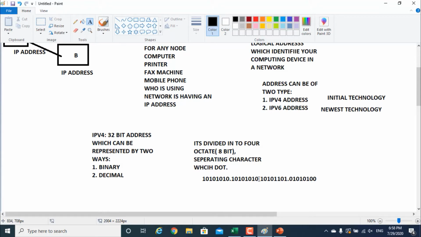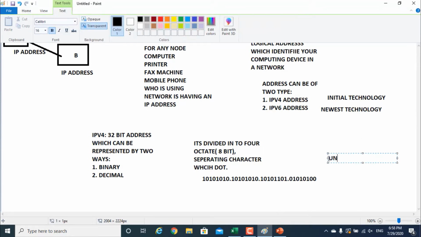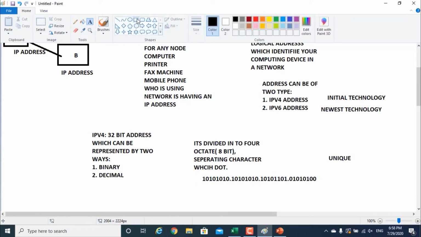Now, for every network in this world, for every device, for example, you have a mobile phone, you have a laptop, you have some other devices, to communicate on the internet, they must have an IP address. And that IP address must be unique. Unique in the sense that if this IP is used by your computer, then this IP must not exist anywhere else. If this IP is used by your mobile, it must not exist on any other computer. So for another computer, you must have any other combination of this IP address.